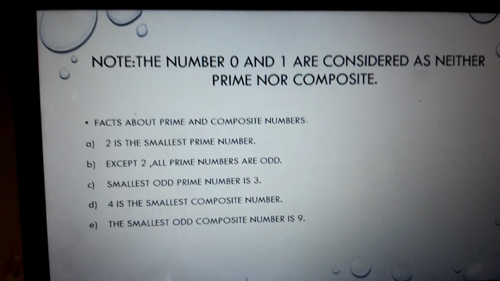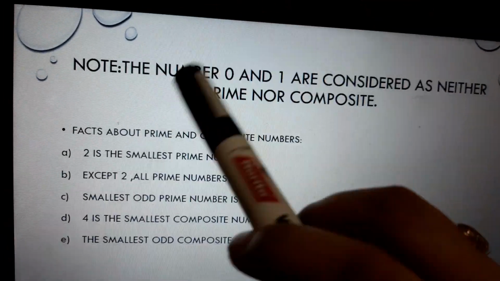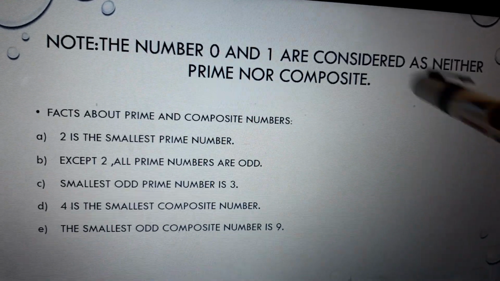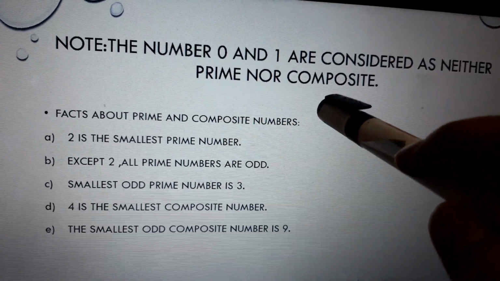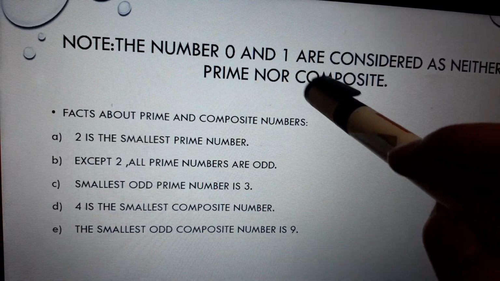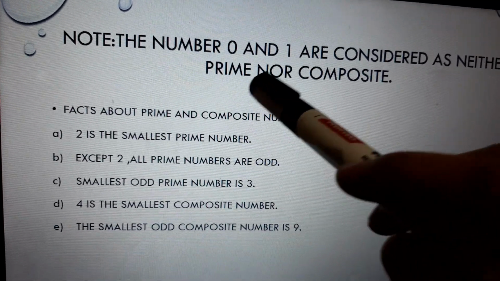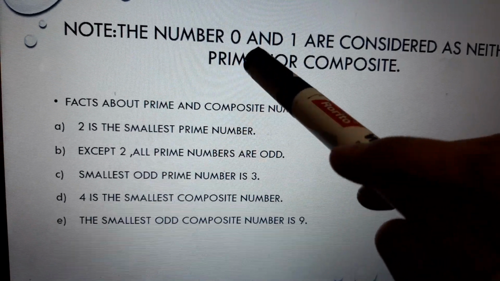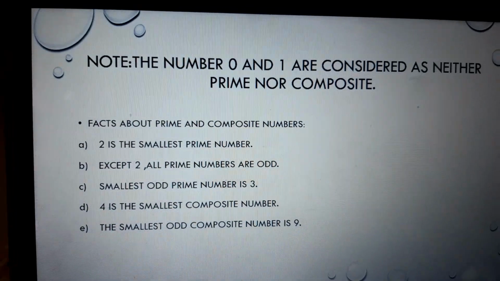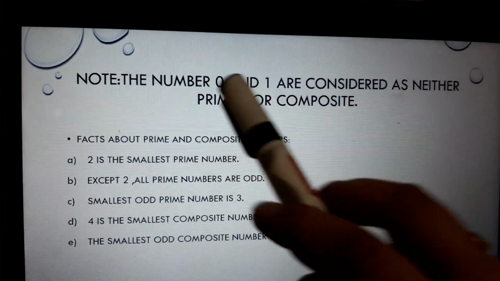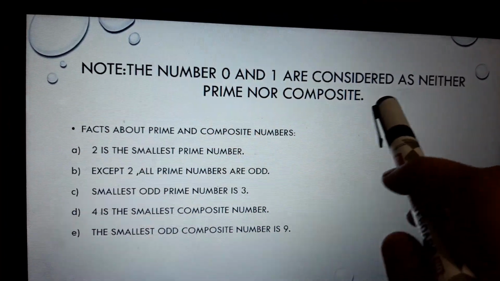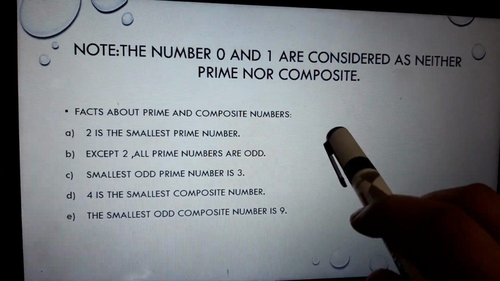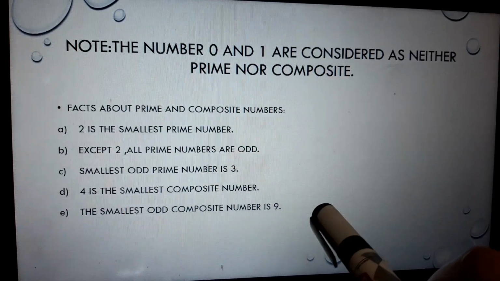Next, one thing to note here is the numbers 0 and 1 are considered as neither prime nor composite. So they are unique numbers, or we can say they are special numbers.